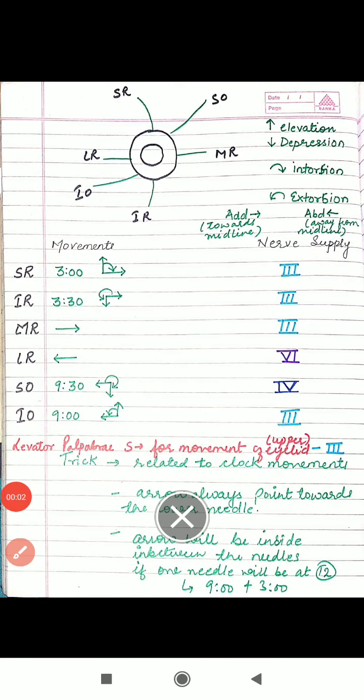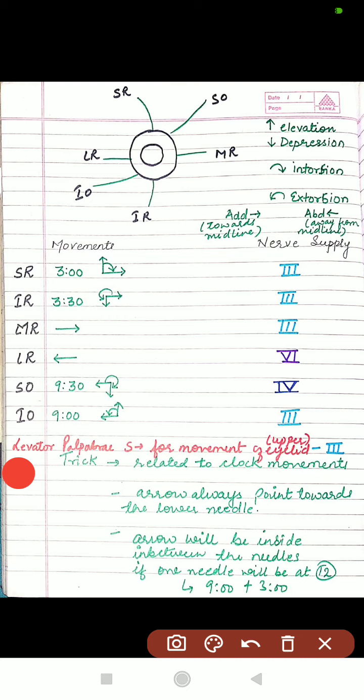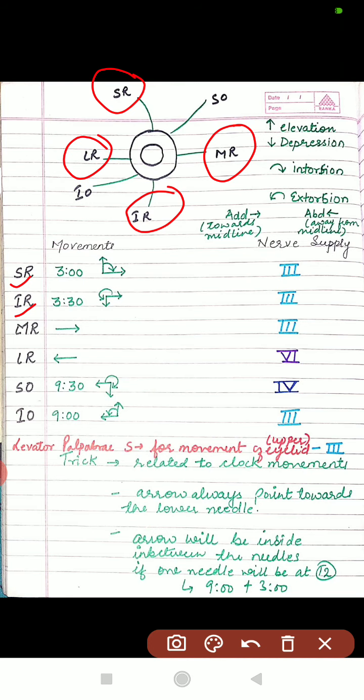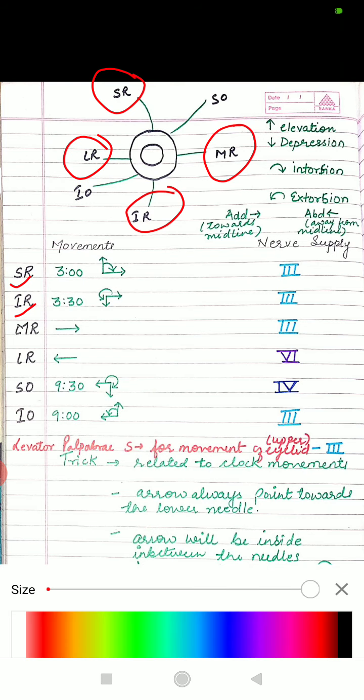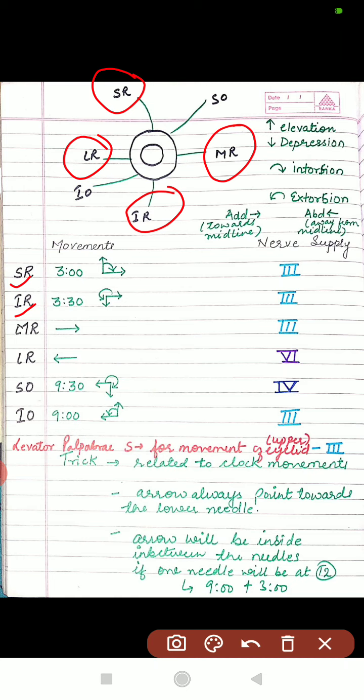Eye muscles and eye movements. So there are 6 kinds of muscles we all know: superior rectus, antagonist to it, inferior rectus. Okay. Then there is medial rectus, and opposite to it is lateral rectus. If we talk about the other two muscles, which are superior oblique and inferior oblique muscles. So these are 6 kinds of muscles.